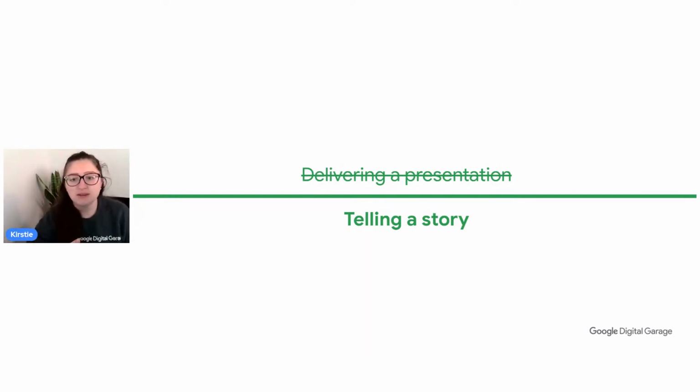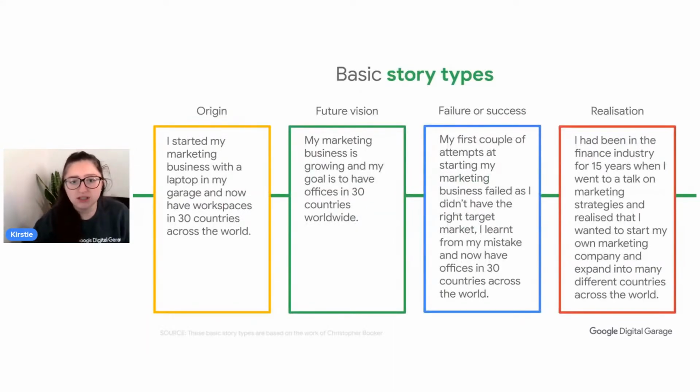So, telling a story. Just like any story you would read, your story needs a beginning, a middle, and an end. So let's break down some of those story types. There are 4 clear categories of story that you can start thinking about. We've got the origin story, and I'll read through it. Origin: I started my marketing business with a laptop in my garage, and now I have workspaces in 30 countries across the world. Things like inventions have really great origin stories.